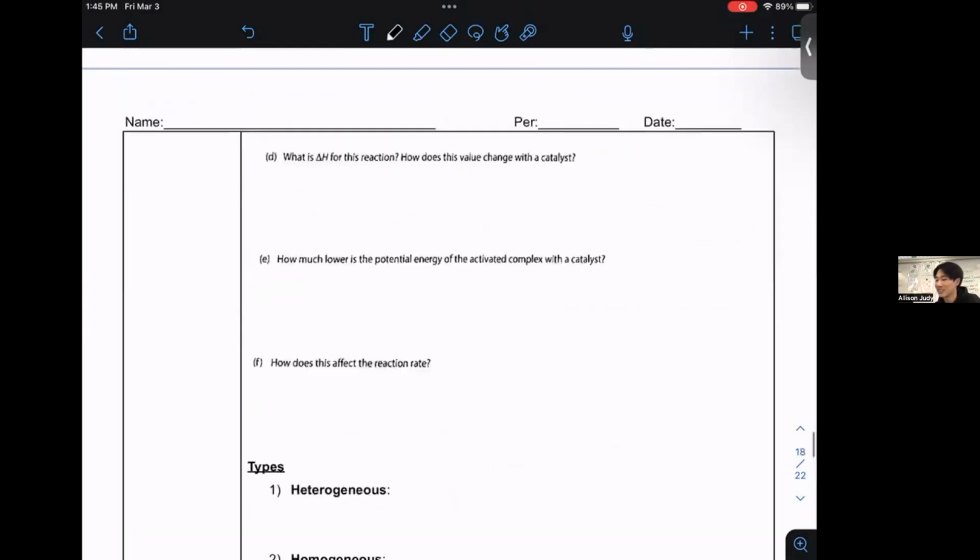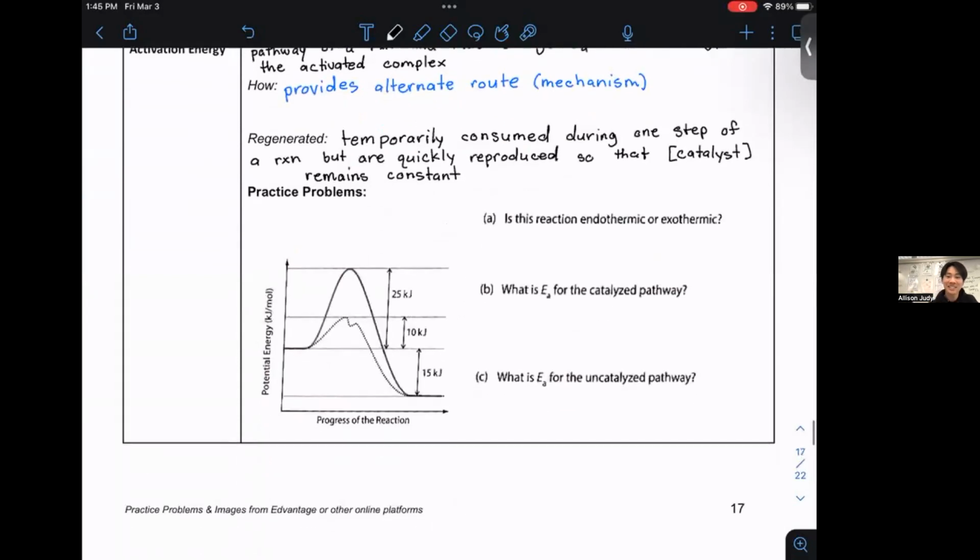We should be done by now. All right, let's go over it. A, is the reaction endothermic or exothermic? Exothermic, because the change in H is negative. B, what is the activation energy for the catalyzed pathway? No, the catalyzed is 10 kilojoules. And then 25.